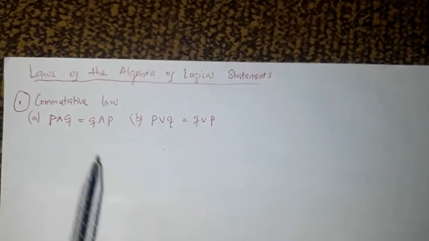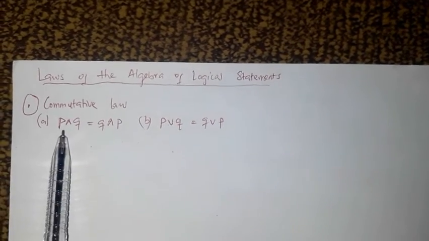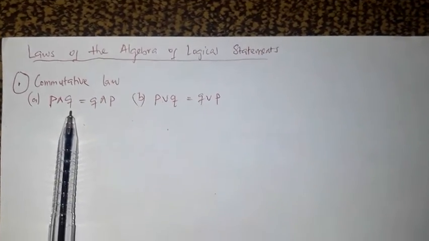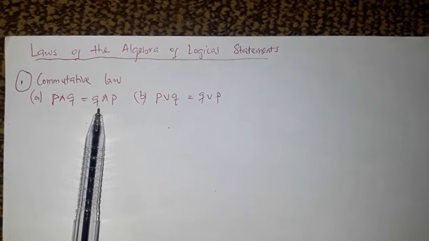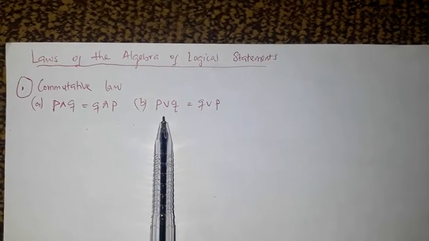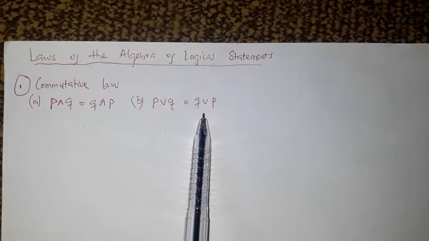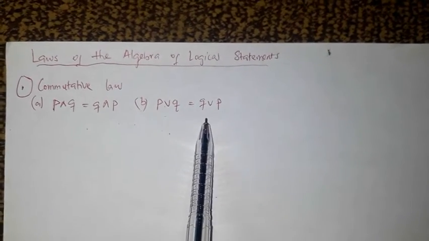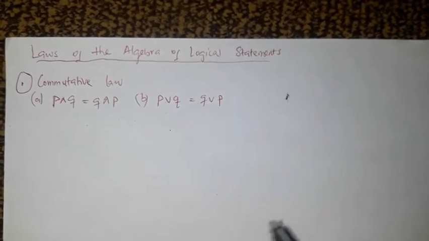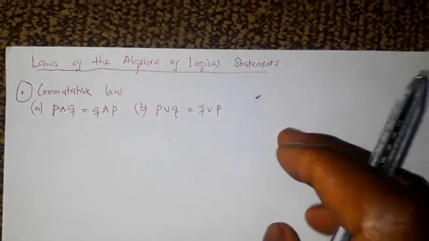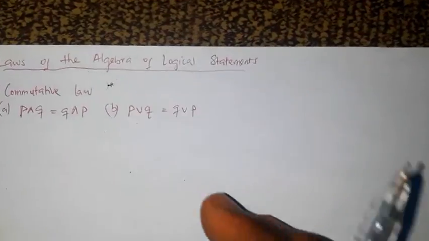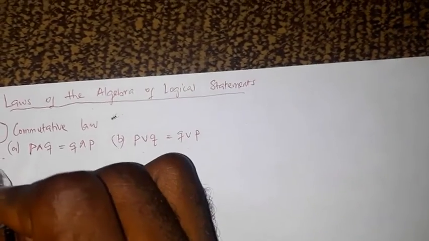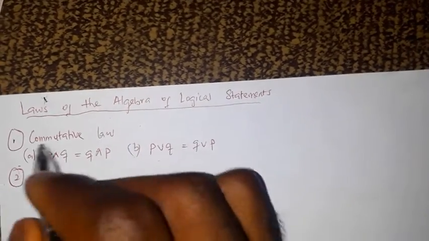Now using intersection and union, if I say P intersection Q, the solution is the same thing as Q intersection P. The same thing if I say P union Q, it is the same thing as Q union P. But this is not sets, this is logic reasoning. I'm just trying to use the idea so you can get what I'm trying to say. Then number 2 we have the associative law.